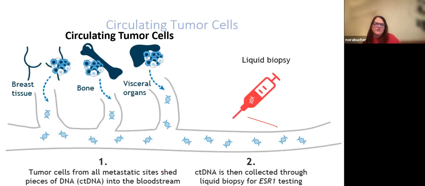So what is a circulating tumor cell and the DNA? What does this mean exactly? As you can see from the drawing, the breast tissue, cancer cells get into the bloodstream and they shed their DNA, and that can be captured in the bloodstream. And you can see circulating tumor cells coming from bone or from visceral organs. And then we capture that with a liquid biopsy. And in particular, we can use this for the ESR1 testing, but also for all those other biomarkers that I mentioned earlier. Next slide, please.